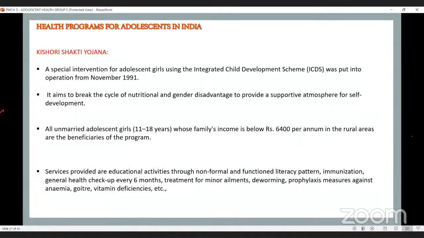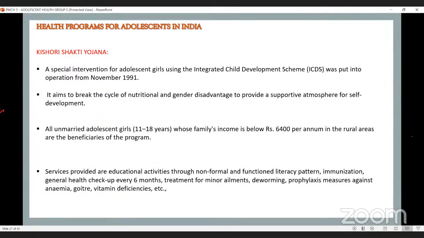This was a special intervention for adolescent girls using the Integrated Child Development Scheme. It was put into operation from November 1991. It aimed to break the cycle of nutritional and gender disadvantage to provide a supportive atmosphere for self-development. All unmarried girls from the ages of 11 to 18 whose family had an income below 6,400 per annum, which is very low in the rural areas, were beneficiaries of this program.